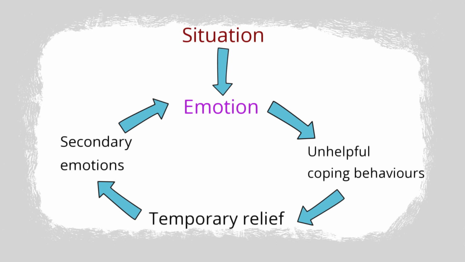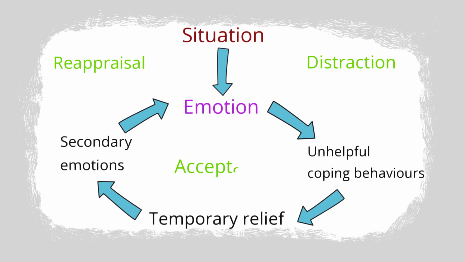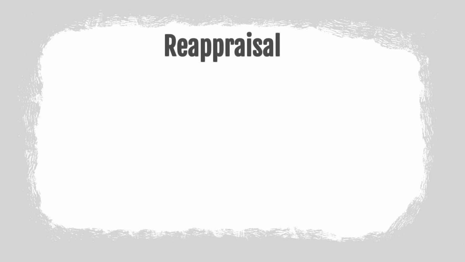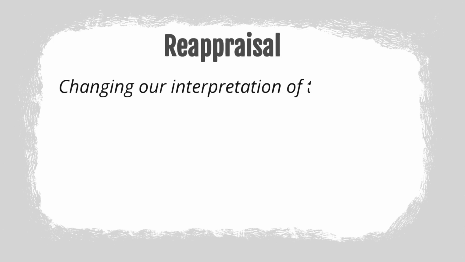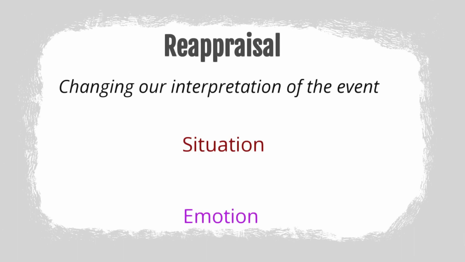So what can we do instead to manage unpleasant emotions? There are many things you can do, and today we'll cover 3 strategies: reappraisal, distraction, and acceptance, that each target different stages of the emotional cycle. Let's start with reappraisal, which means changing our interpretation of the event. We've just seen that emotions are a natural response to a situation. Simple, right? But actually, it is slightly more complicated than this. In between the situation and the emotion, there is your interpretation of the situation.